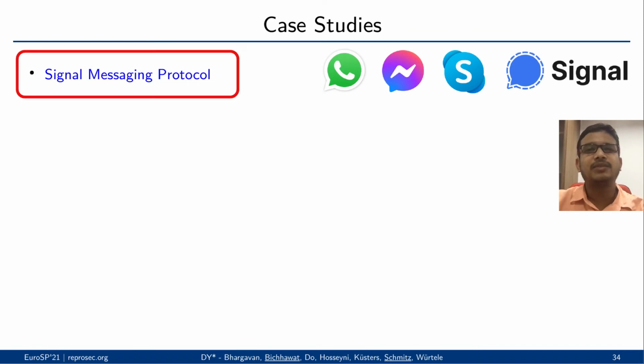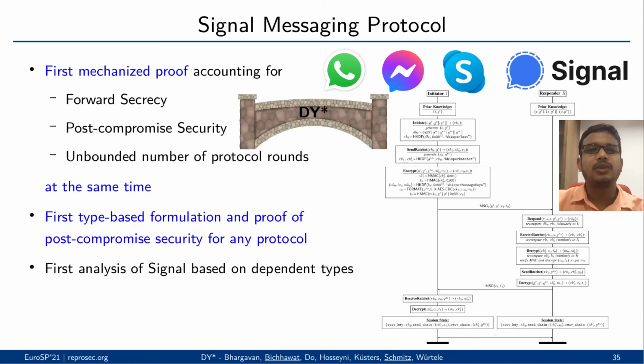As an application of the DY-star framework, we modeled and verified the Signal messaging protocol. The Signal protocol uses multiple Diffie-Hellman operations to provide strong security guarantees against adversaries who can compromise both short-term and long-term secrets. As mentioned earlier, while Signal has been analyzed with mechanized provers, these analyses had to restrict the protocol for providing the guarantees.